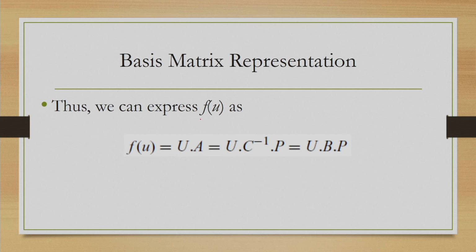So, we can represent F as U dot A, which can be expanded as U dot C inverse P or U B P. So, this is the way to represent F in terms of matrix multiplication.